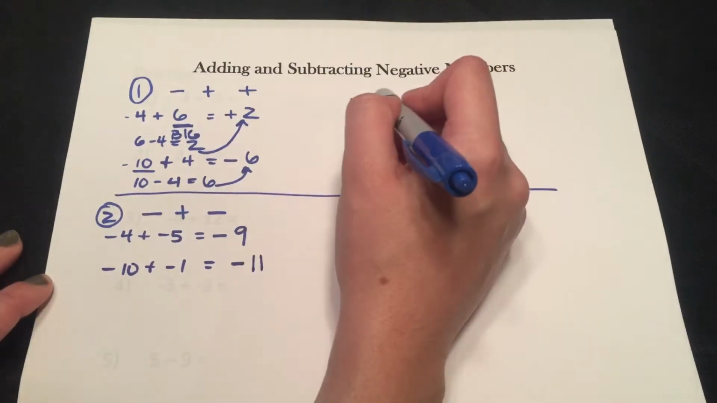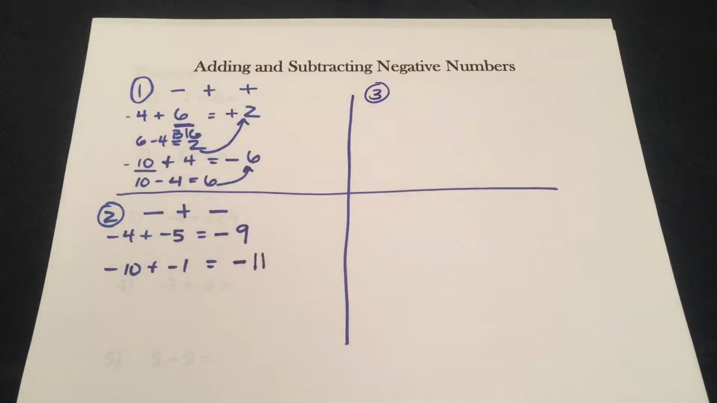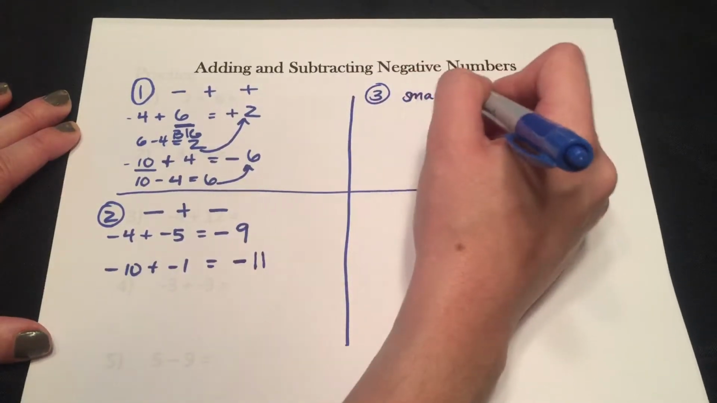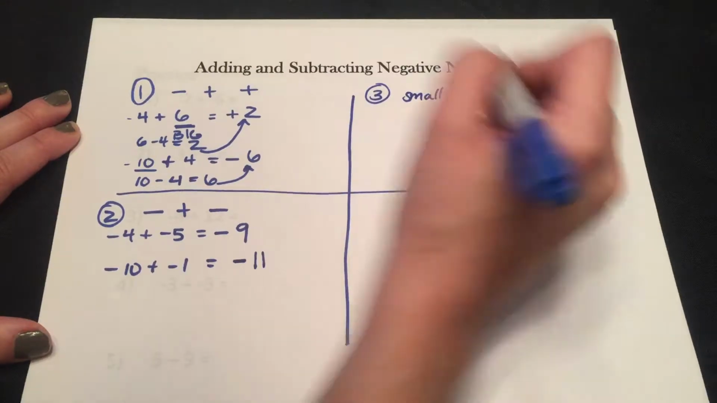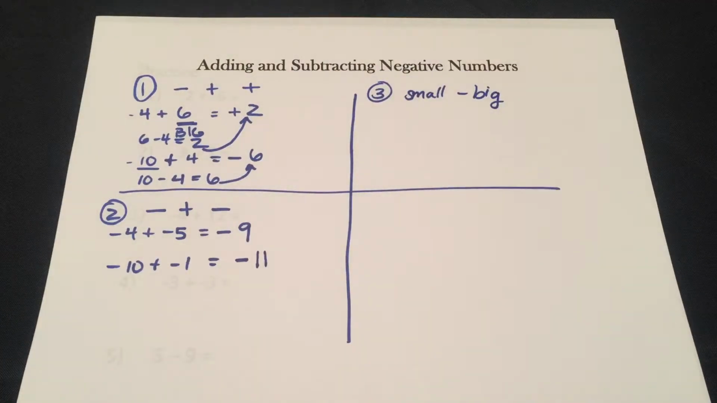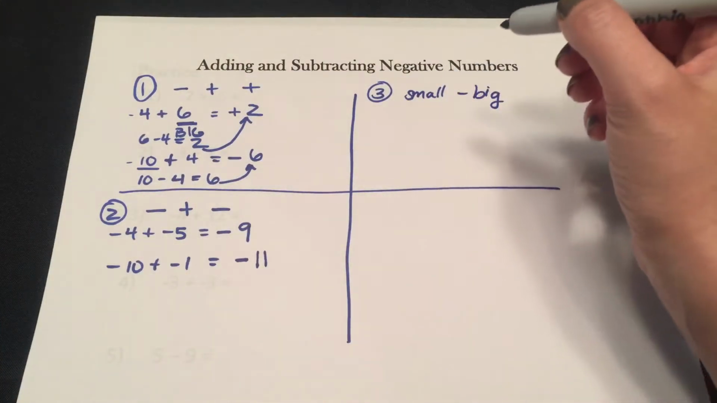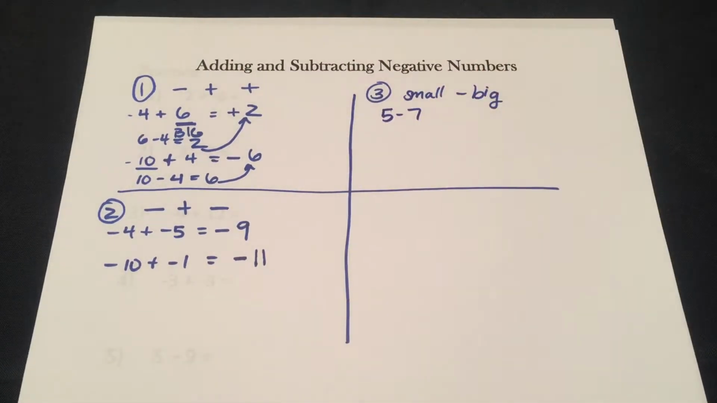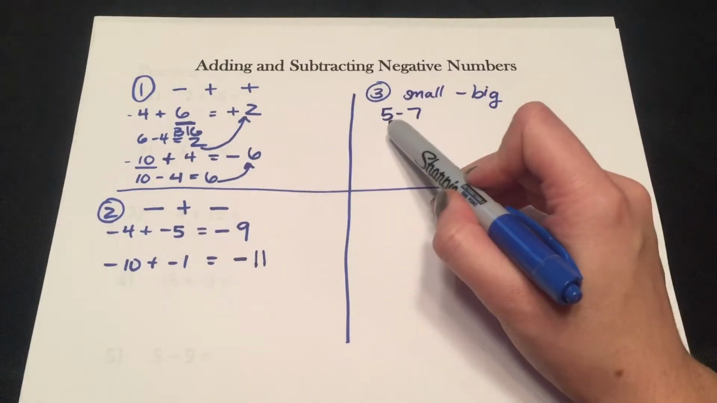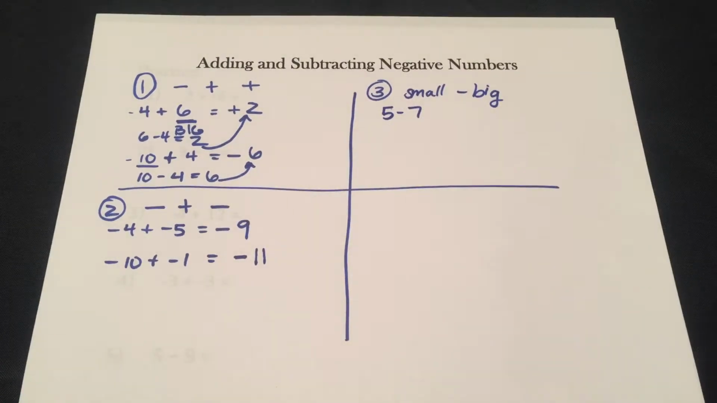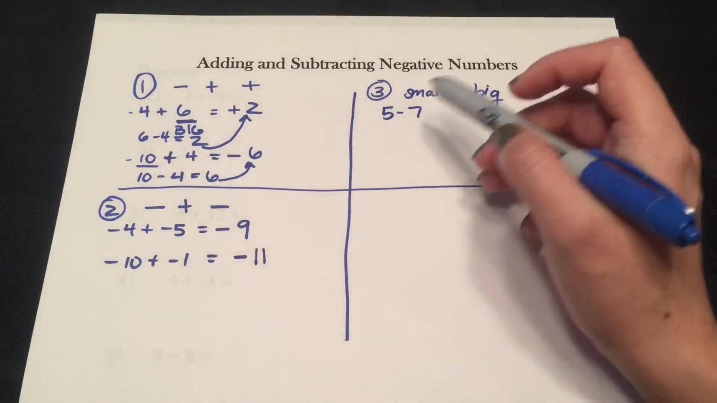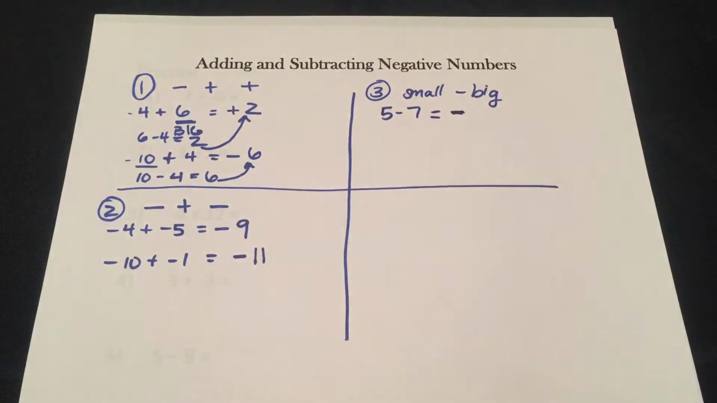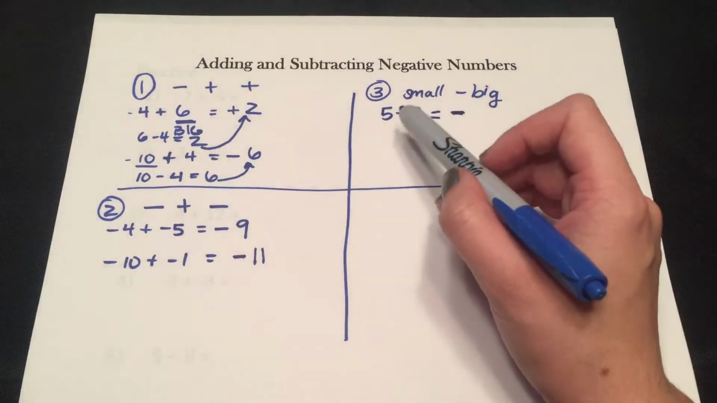Now the third case. The third case is what I call small minus big. Okay? When we have a small number, such as 5 minus 7, 5 is much smaller than 7, right? Yep, 5 is smaller than 7. So whenever we have a small minus big, our answer will always be negative.